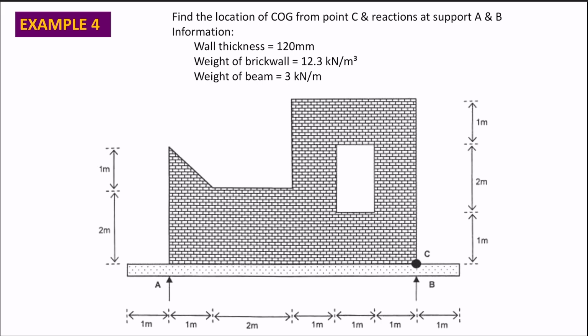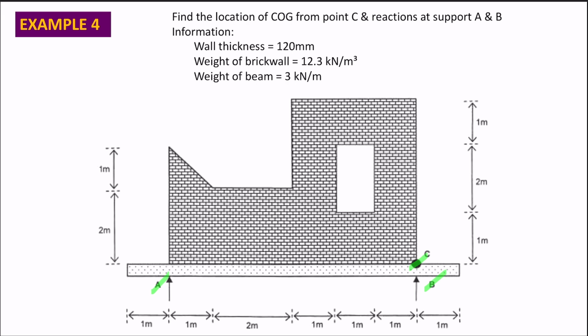Let's do example number 4 for center of gravity topic. Find the location of the center of gravity from point C and reaction at support A and B. The information given are the wall thickness 120 mm, the unit weight of the brick wall 12.3 kilonewton per meter cube, and the weight of the beam, which is the UDL 3 kilonewton per meter.